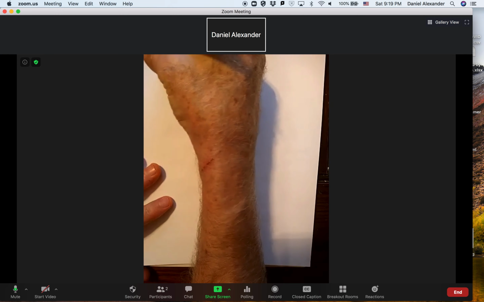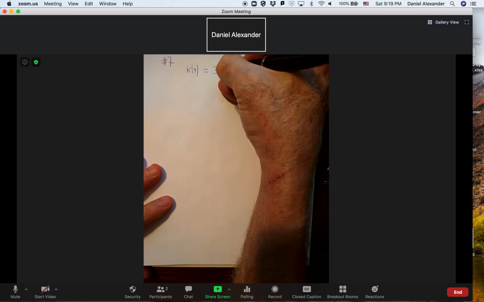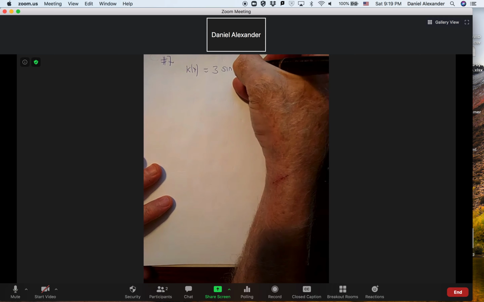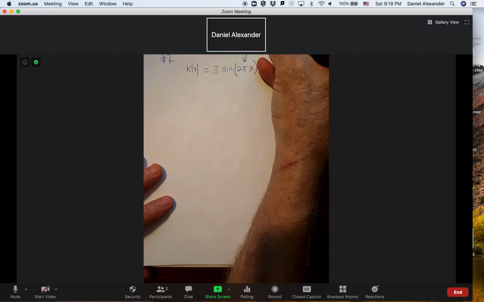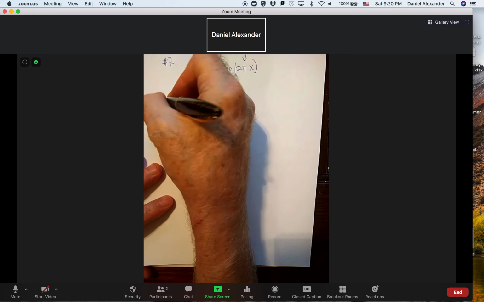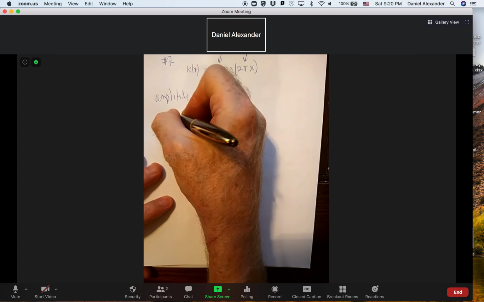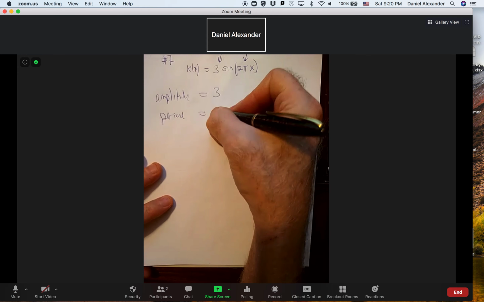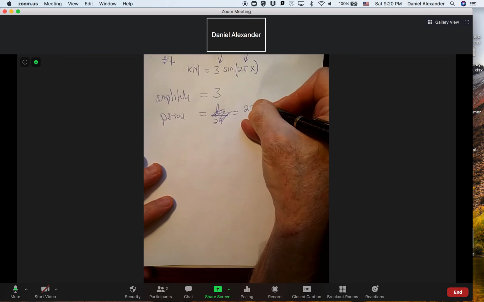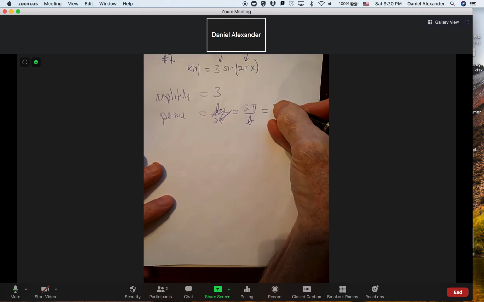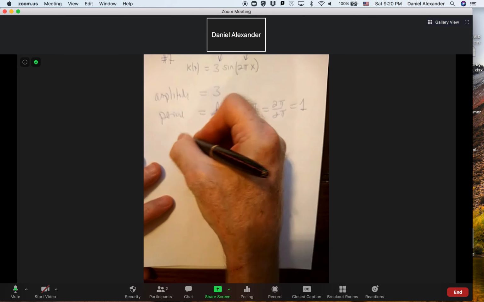Okay, so now we go to number 7, and we have k of x equals 3 sine 2 pi x. Okay, that's my b. b is 2 pi. A is 3. Amplitude equals 3. Period equals 2 pi over b. Sorry, I had that wrong. So b is 2 pi, so 2 pi over 2 pi equals 1. This is called normalizing the period to 1.